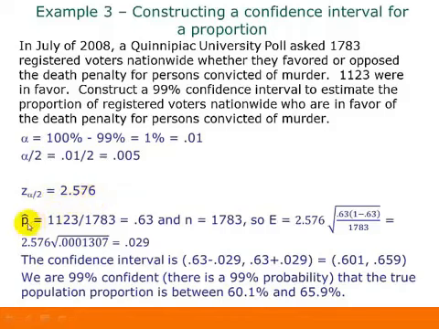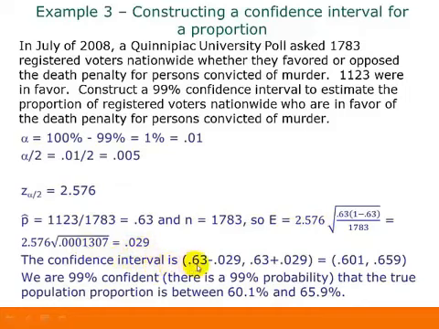Our p hat we actually have to calculate here. It's the number that said they were in favor of the death penalty divided by the total sample size. So it's 1,123 divided by 1,783. So that's 0.63. And our n is our sample size. So our margin of error, if we calculate this, turns out to be 0.029.